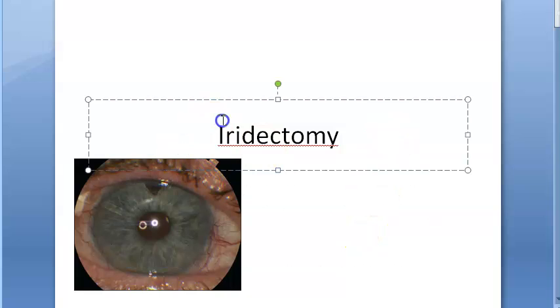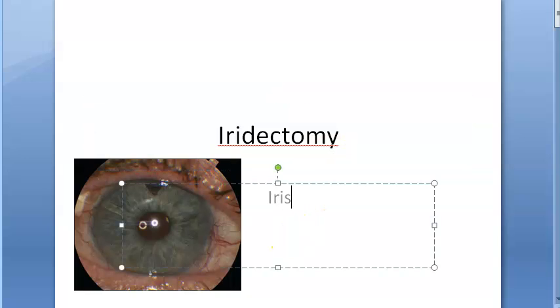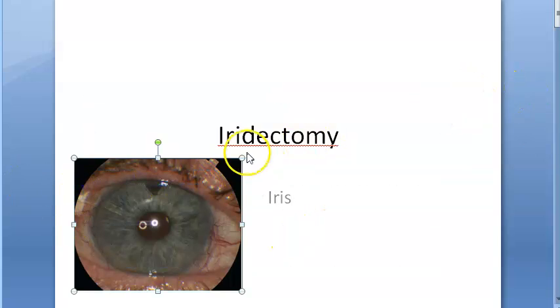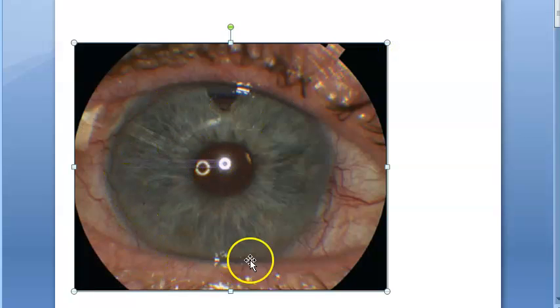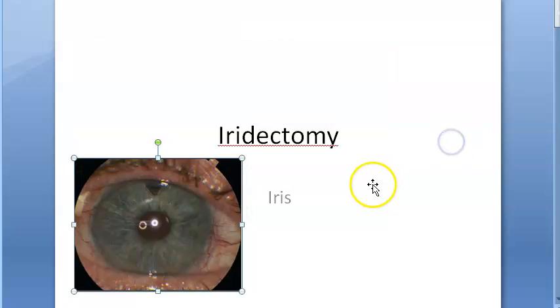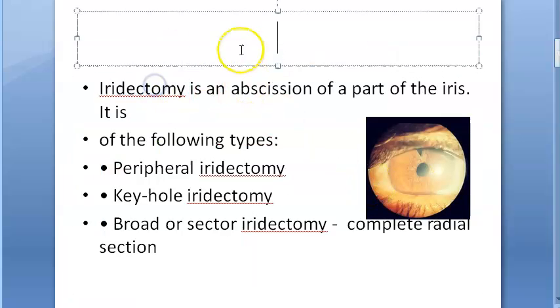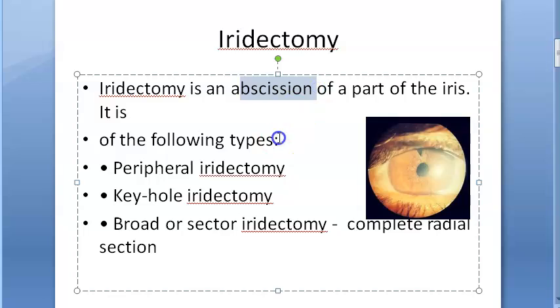Guys, in this video, we want to look at iridectomy, something they are doing to the iris. So, where is the iris, guys? Here you can see the iris, and they made some hole here. Iridectomy. So, what is iridectomy? It is an abscission of part of the iris.